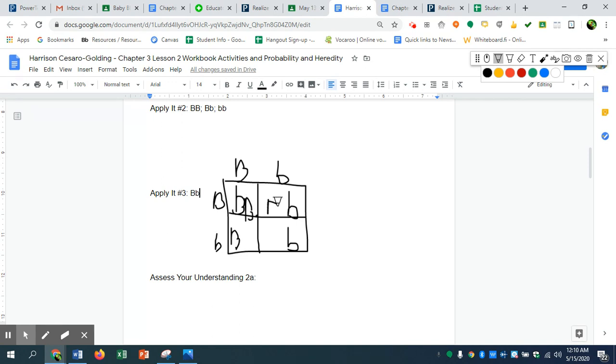B, B. That's a B, not a D. And then a lowercase b. So we can see here, what is the percent chance that a pup is going to be born with black fur? Well, 1, 2, 3, 75% chance. Now, 50% of the pups are going to be carriers for the white, but 75% of the pups born from these two parents, who are both black but carriers for the white, are going to be black pups, and only 25% of the pups are going to be white. So that proves what we were saying.